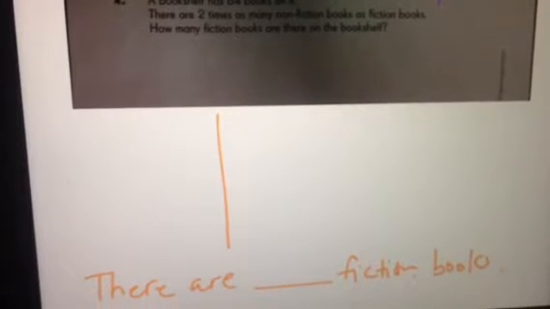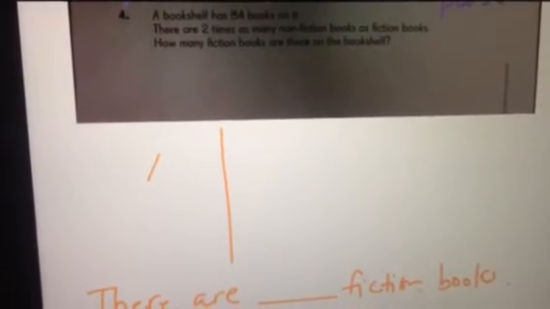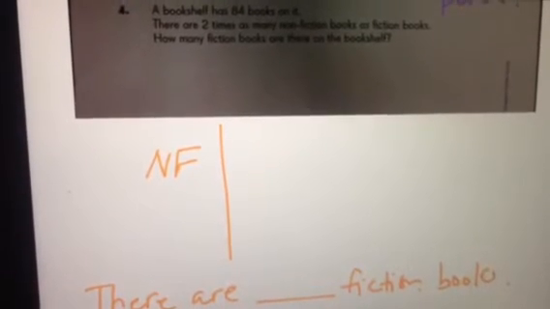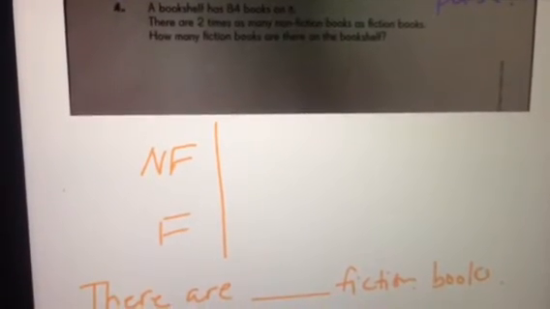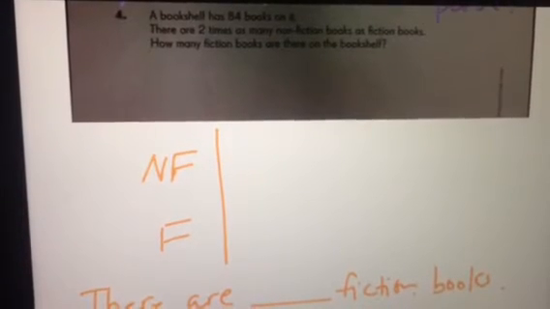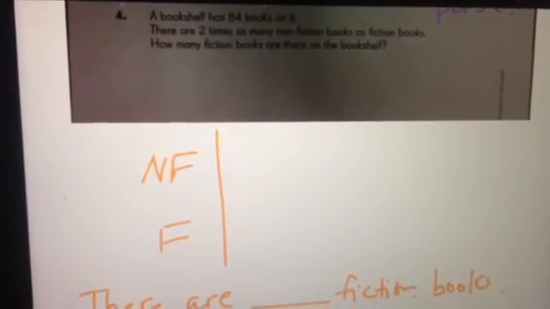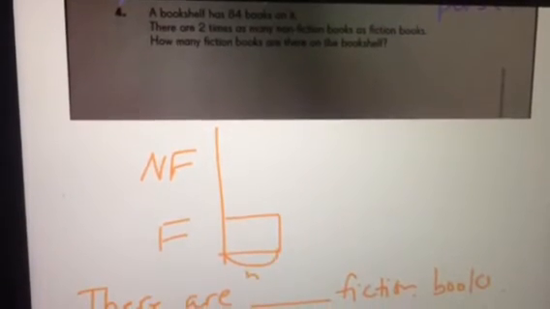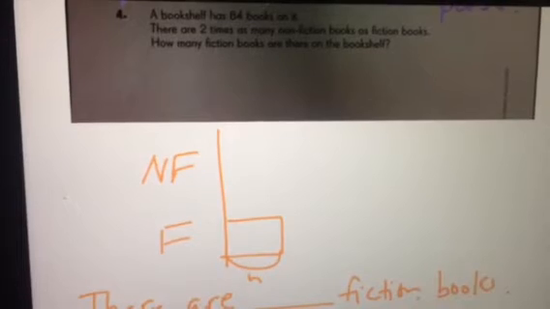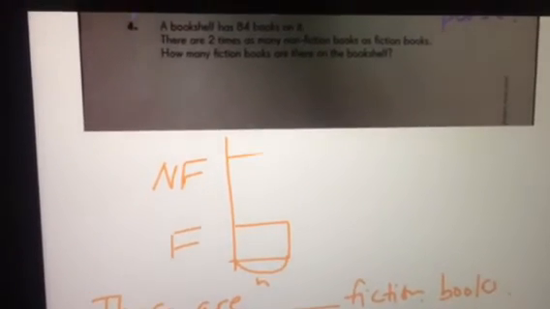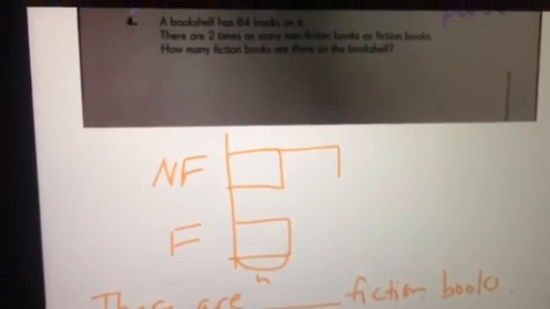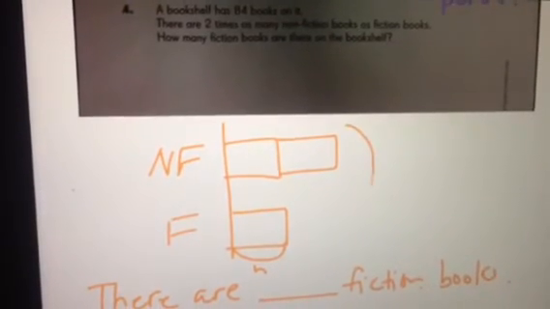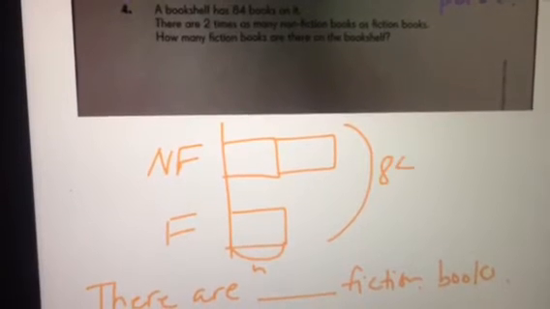Let's draw the starting line. Who or what is this problem about? Well, we have NF, non-fiction books, and we have fiction books. Let's read it carefully. We're trying to find out how many fiction books there are, right? So this is our unknown. We don't know how many fiction there are, but we do know that there are 2 times as many nonfiction. How many books are there total? 84.